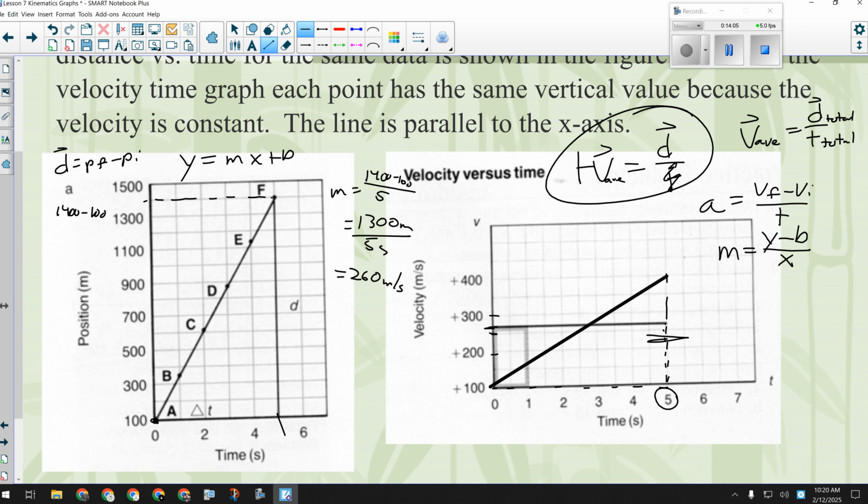Okay, you told me the first line, the horizontal line, traveling at a constant velocity. You told me the second line, it's accelerating. Okay, what would this line be? Accelerating negatively. Yeah. Okay. Everybody all right with that?